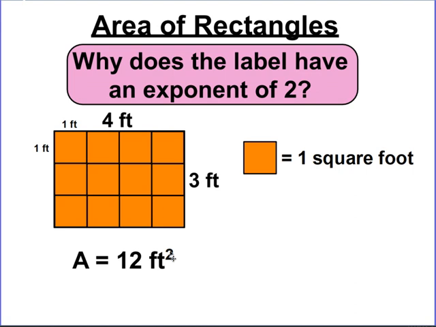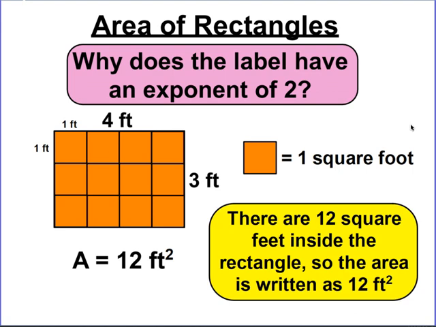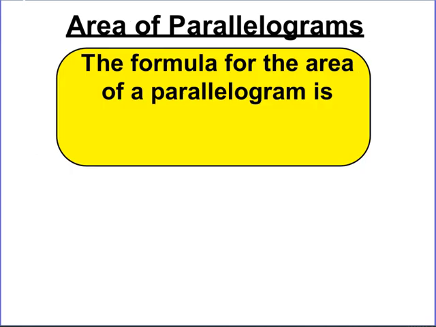So area has an exponent of 2 because you can make little square feet or square units of whatever kind, inches, yards, with your polygons. All right? So there are 12 square feet inside the rectangle, so the area is written as 12 square feet or 12 feet squared. All right, so now we'll do parallelograms.